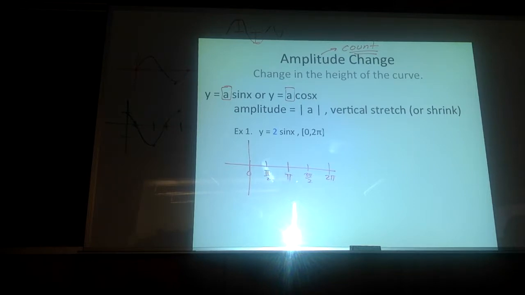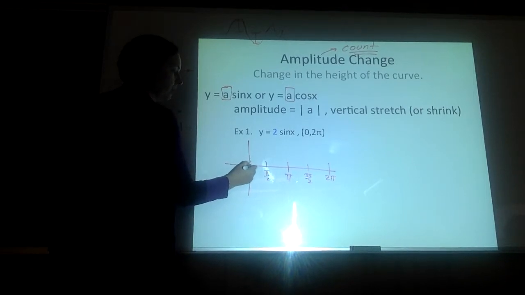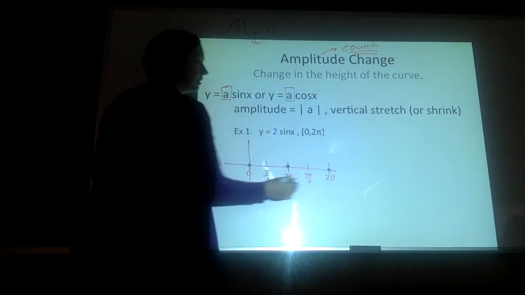How many points of sine fall on the center wave? Center of the wave. How many points does sine have? 3. So I should see 3 points. I'm going to do this in green even though it's not the same. 1, 2, 3.